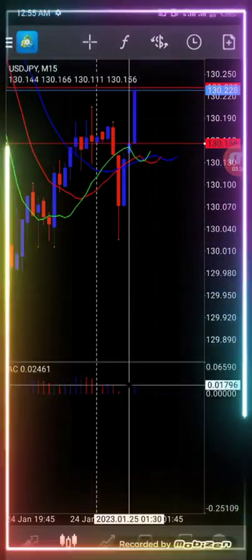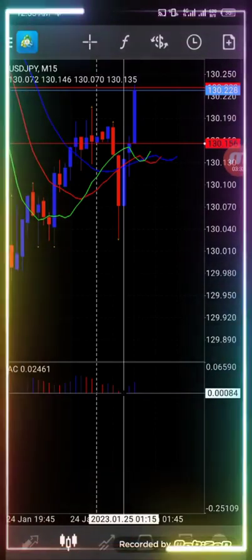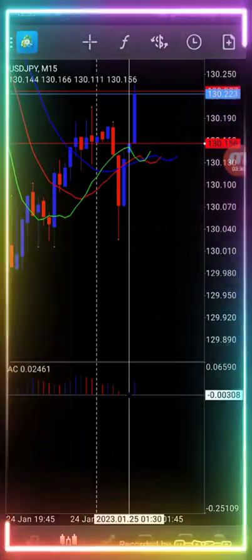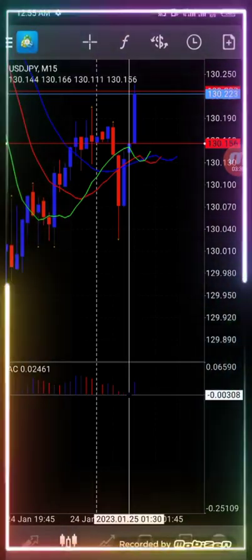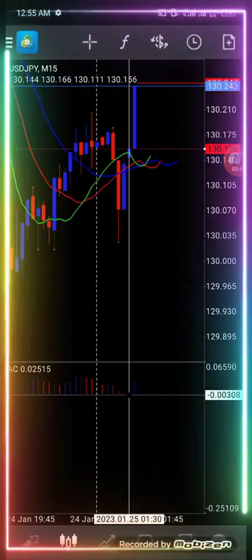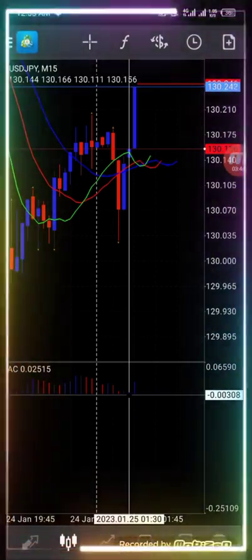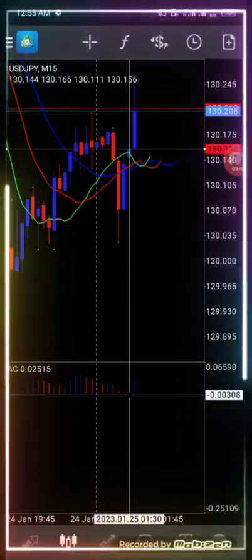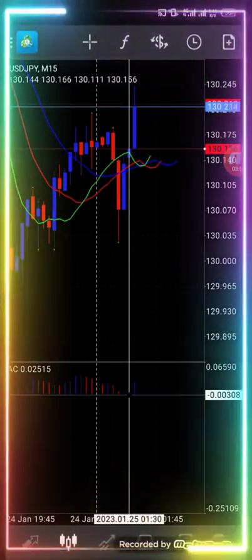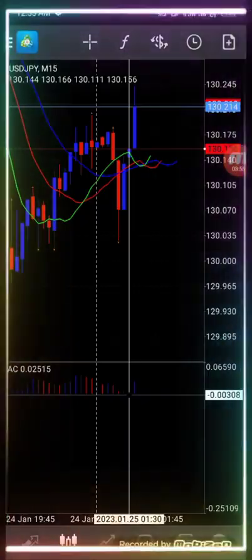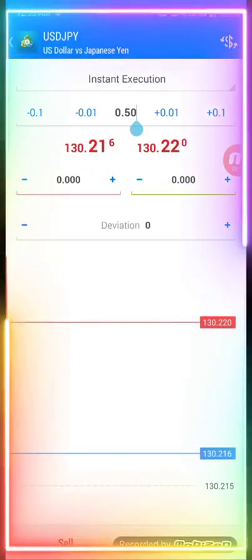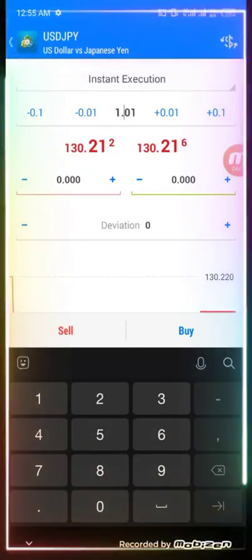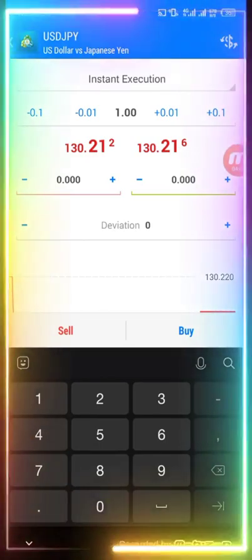If I go down to the oscillator, I can see that a new blue bar has formed above the 0.00 mark of the oscillator. So that confirms our 3 weaknesses. Once it confirms, I enter for a buy. I click the plus sign on the above right corner here. I input my standard lot 1.00. Then I click buy.